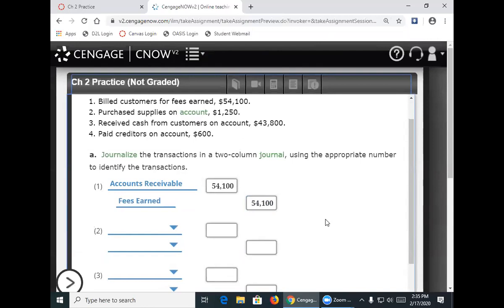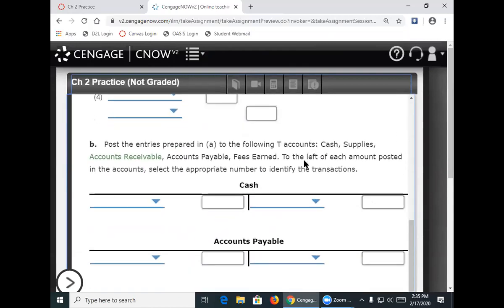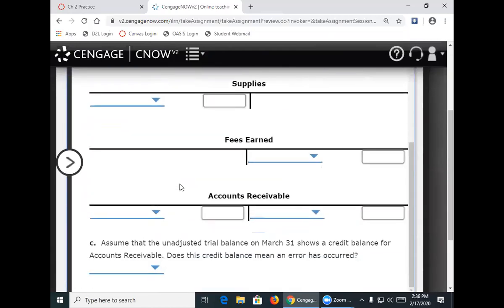Once we've done the journalizing, that's when we post to our ledger. In this case, we're using little T accounts. So if you scroll down, fees earned. I don't know why they have accounts receivable on the bottom. But we credited fees earned, so I'm going to put a number 1 with the 54,100 on the credit side. And then for accounts receivable, that was a debit, so I'll put my number 1 for transaction number 1 with the 54,100. Okay, so here I'm just posting to T accounts.